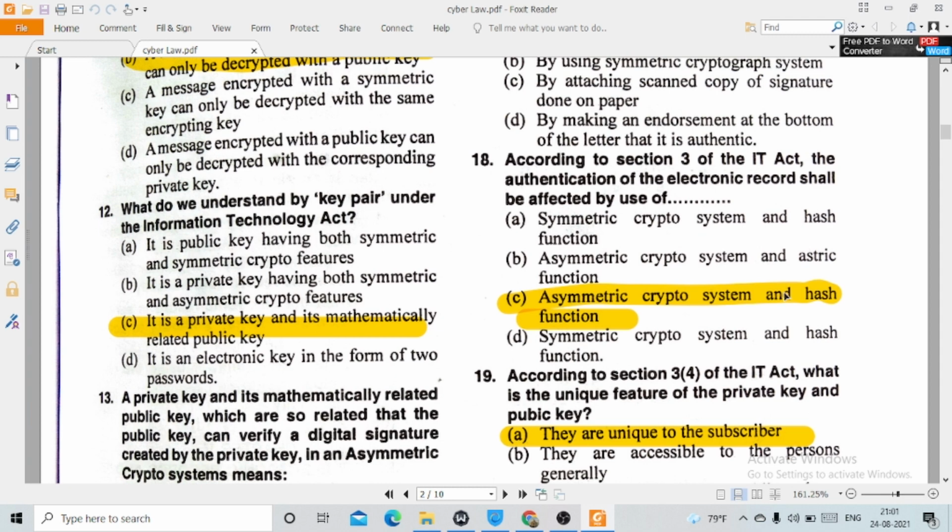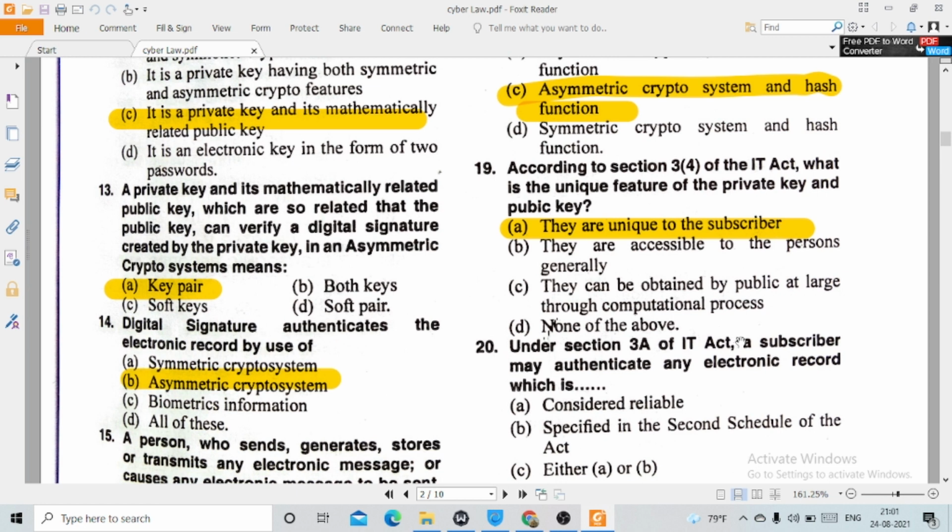Question number 18. According to Section 3 of the IT Act, the authentication of the electronic record shall be effected by use of option C, asymmetric crypto system and hash function. Question number 19. According to Section 3 Clause 4 of the IT Act, what is the unique feature of the private key and public key? They are unique to the subscriber, option A. Question number 20.